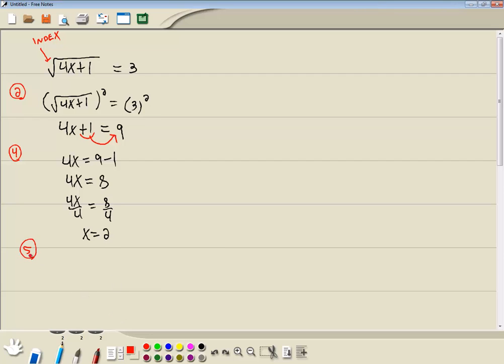Now we can't forget our last step, you have to check your answer. So we're going to plug that back into our original problem and see if it works. So we're going to have a square root of 4 times 2 plus 1. And we're wondering if this is equal to 3. Well, 4 times 2 is 8, plus 1 is 9, so we got square root of 9. And we're wondering if that's equal to 3. And square root of 9 is 3. So 3 is equal to 3, so it checks. So x equals 2 is our answer.